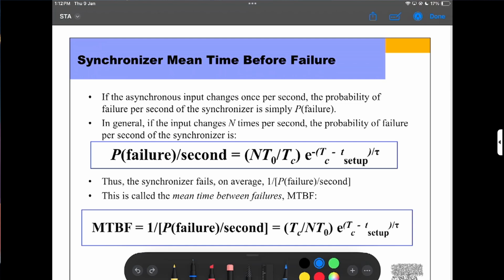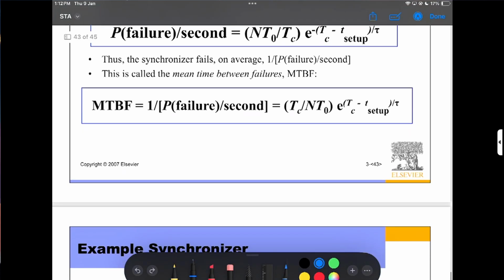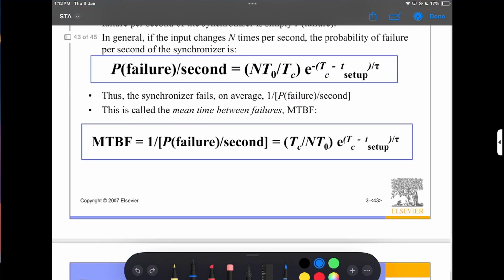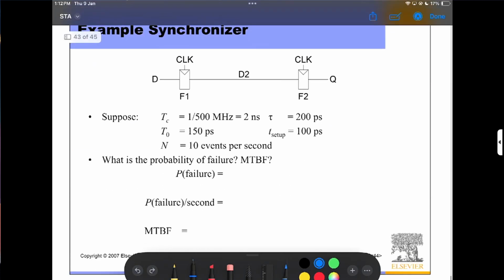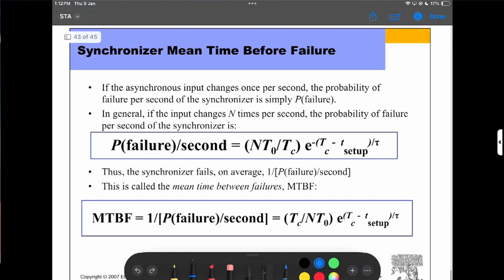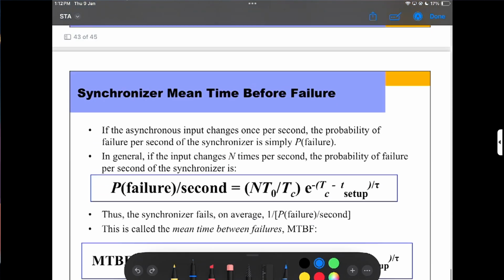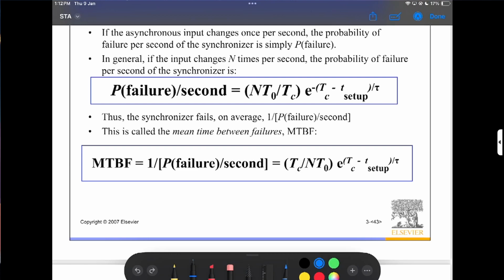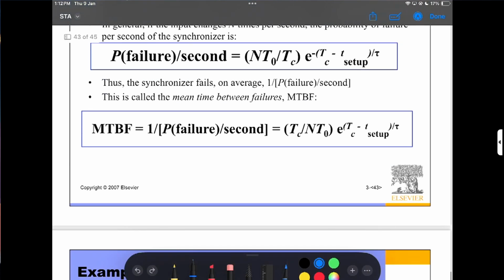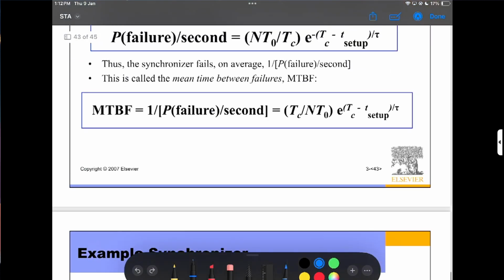In general, if the input changes n times per second, the probability of failure per second of the synchronizer is P failure per second = (n T naught / Tc) e to the minus Tc. So MTBF equals 1 by P failure per second. So the MTBF formula will be one good formula. MTBF: mean time before failure.